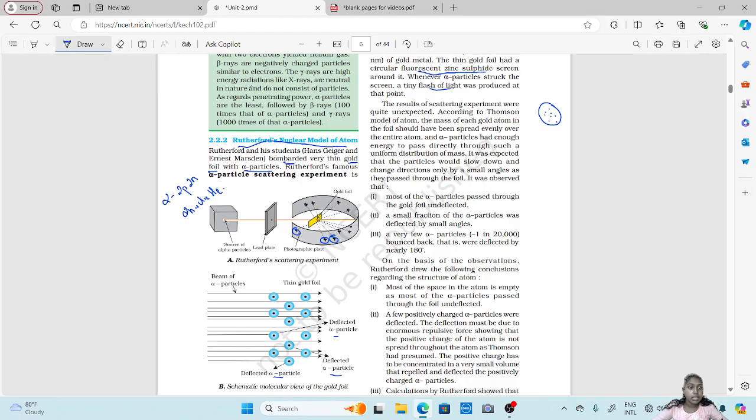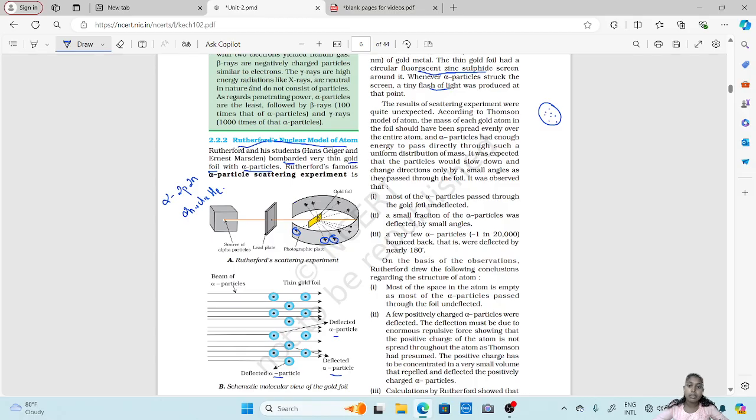Rutherford thought that this is okay with Thomson's model. So he went to check Thomson's model, right? Whether it is correct or not. So according to Thomson's model, this was what he expected because it is evenly distributed. So there should be very less deflections of particles. There should be small direction changes, right? And the particles should slow down.